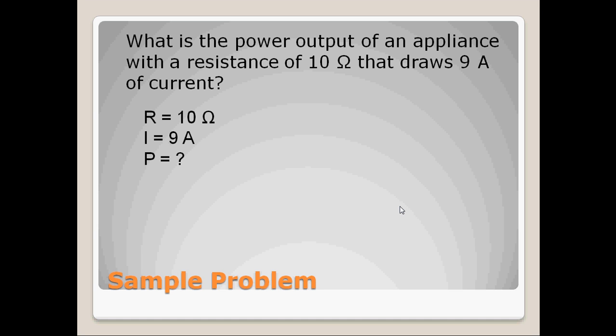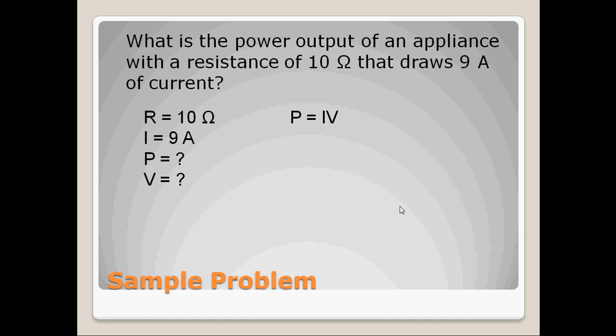So I know my resistance is 10 ohms. I know my current is 9 amps. I just need to figure out the power. Now the equation that we have for power is current times voltage. I've got the current, but I do not know the voltage. So before I can solve for power, I have to solve for voltage.